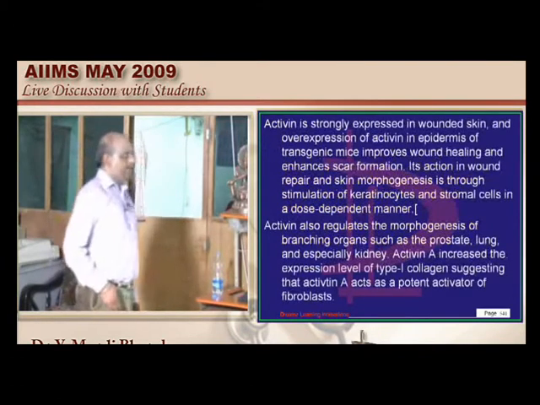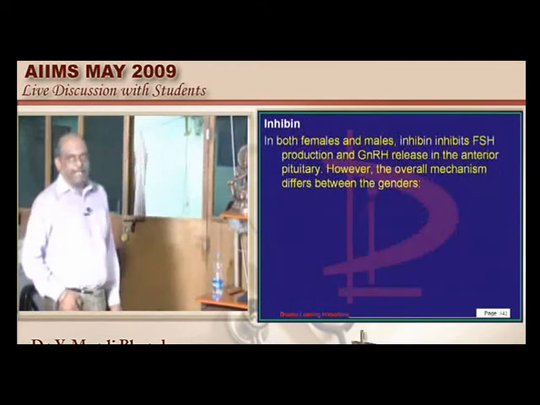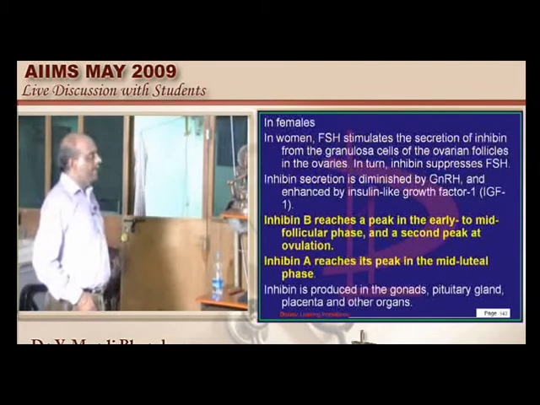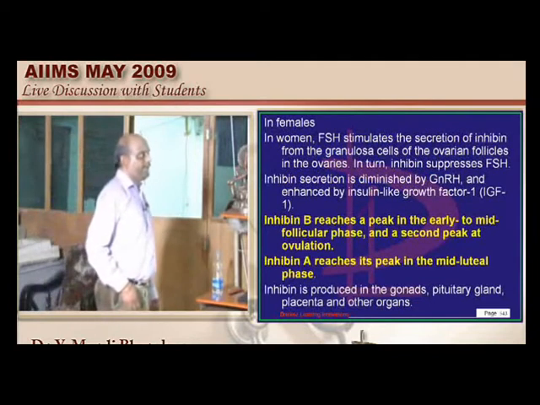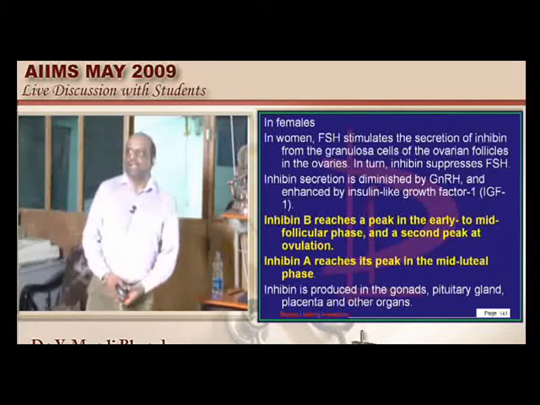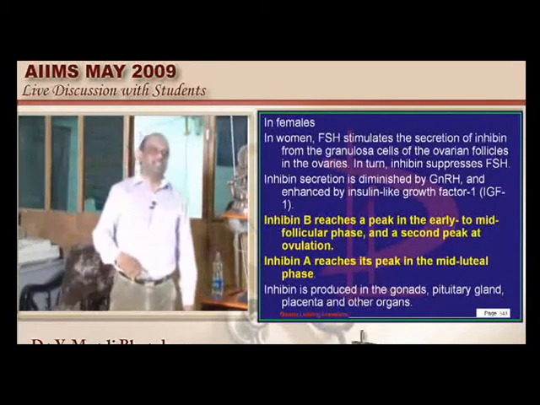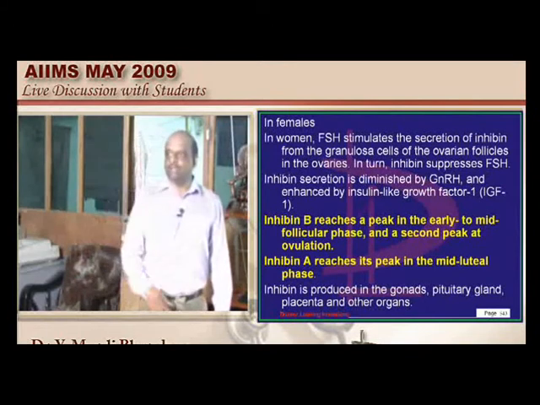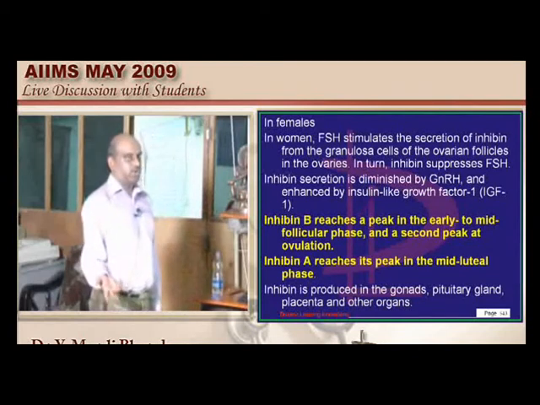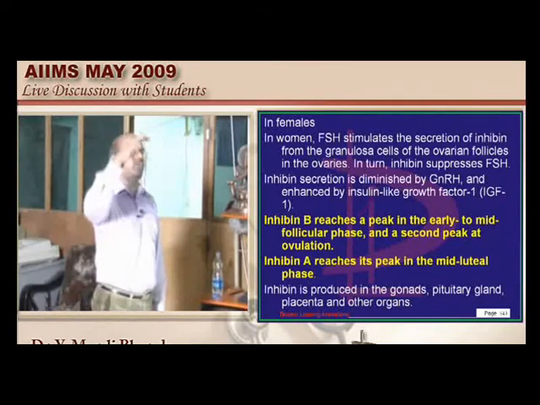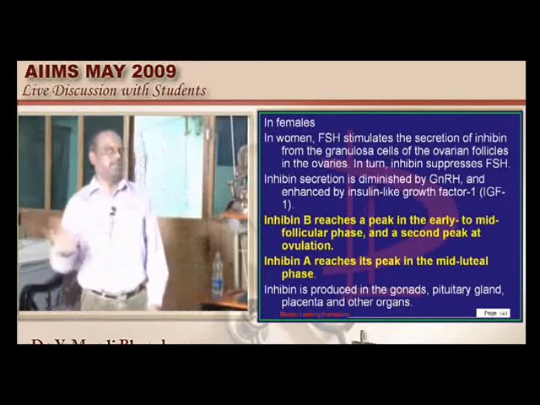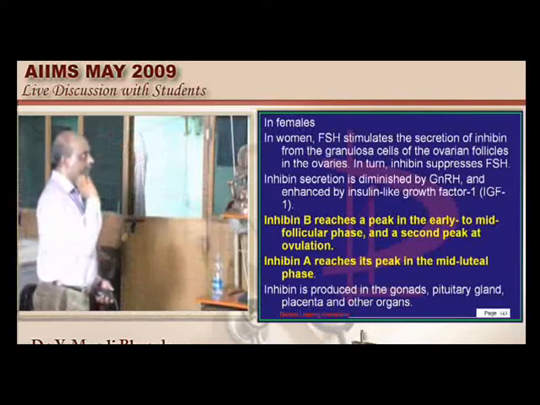Whereas inhibin, in contrast, will inhibit FSH production, and you have inhibin B and inhibin A. Inhibin B is the one which will peak in the early to mid follicular phase, with a second peak at the time of ovulation. Until when do you require FSH? Until ovulation you require FSH because the follicle should grow. Post ovulation, do you require FSH? Not required. So who will tell that? It is the inhibin, which peaks at the time of ovulation and makes FSH production stop. That is what needs to be remembered.